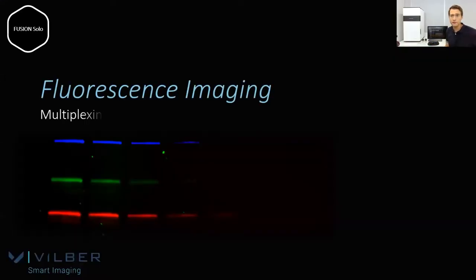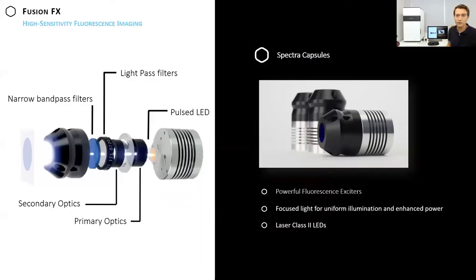After digging into the many features of the Fusion FX that take chemiluminescence to another level, I invite you to have a look at its outstanding fluorescence capabilities. So Vilber has developed a unique concept of spectra capsules of light. A capsule is a powerful fluorescence exciter generating a pulse LED combined with primary optics and secondary optics, as well as light pass filters and narrowband pass filters in order to have a uniform illumination and increase the sensitivity of your images. So the capsules are categorized as laser class 2 due to their intense power.